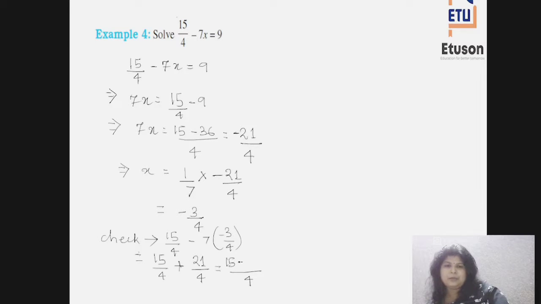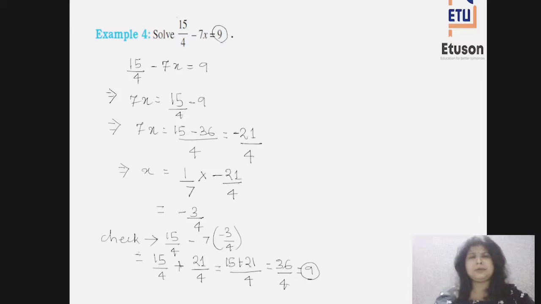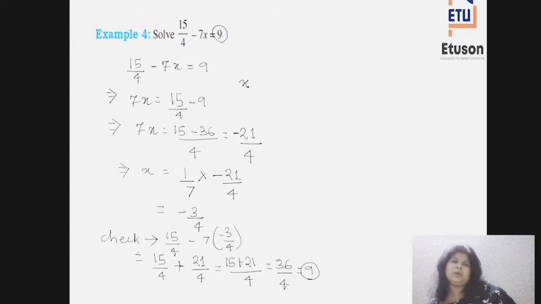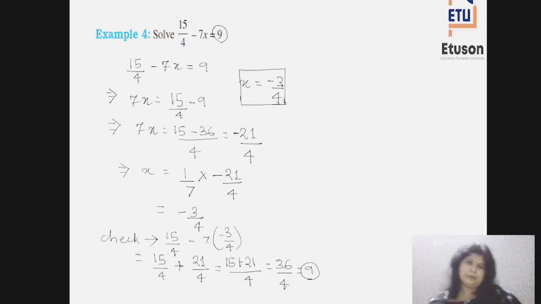15 plus 21, what is the value? 36. Correct or not? तो 36 divided by 4, what is the answer? 9. अभी ये 9 और 9 सेम हो गया ना? लेफ्ट हैंड साइड becomes equal to right hand side, right? With your value of x as minus 3 by 4. Correct or not? So whatever the solution you have got, it's correct. So x is equal to minus 3 by 4 in this problem.